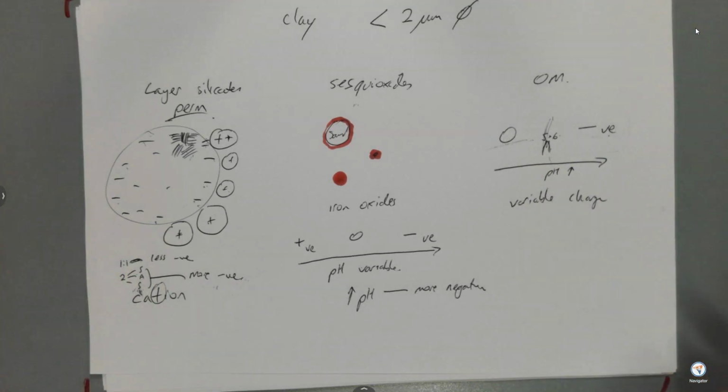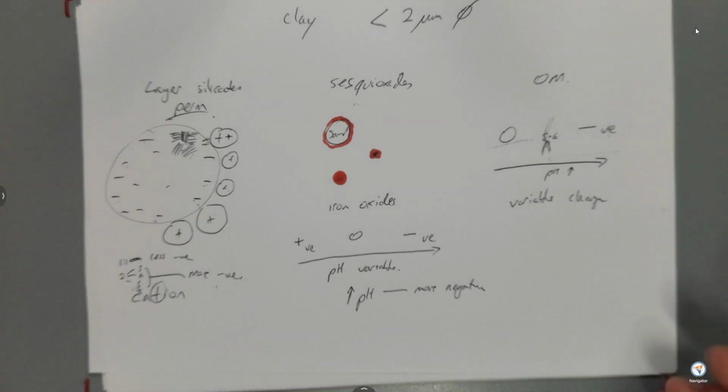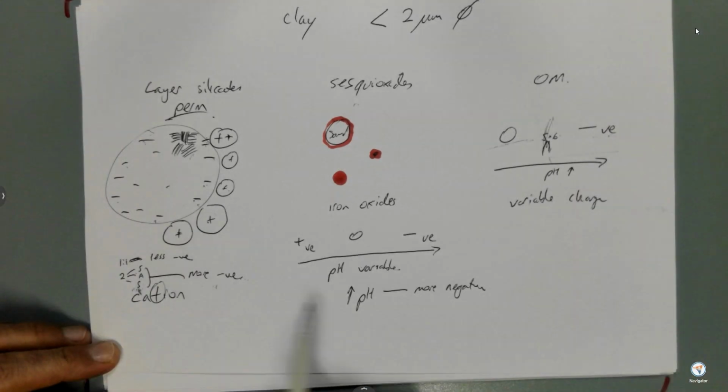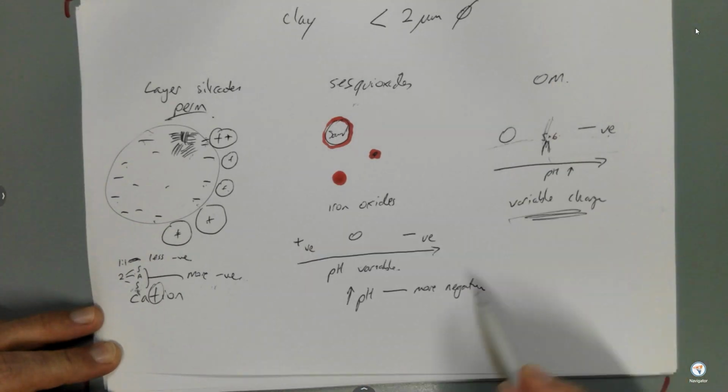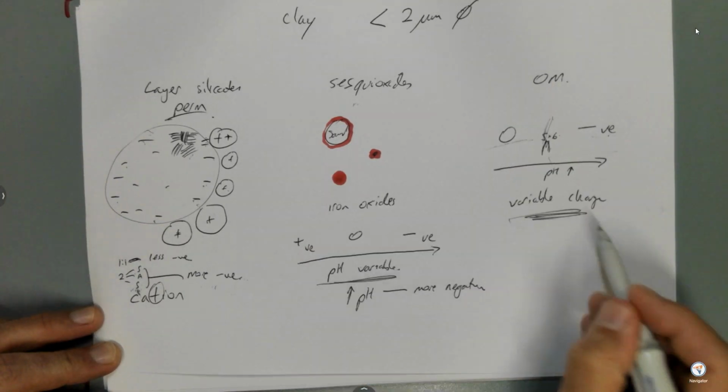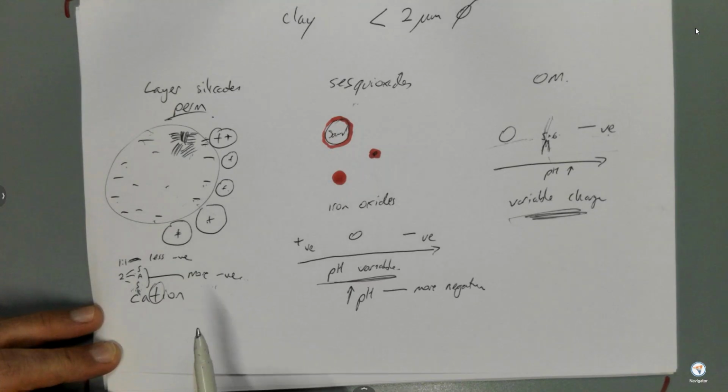They're our clay components, and they have charge like that. I want you to remember that the charge due to sesquioxides and organic matter is variable, okay? It's not constant. This is constant. Okay, so they're our main players.